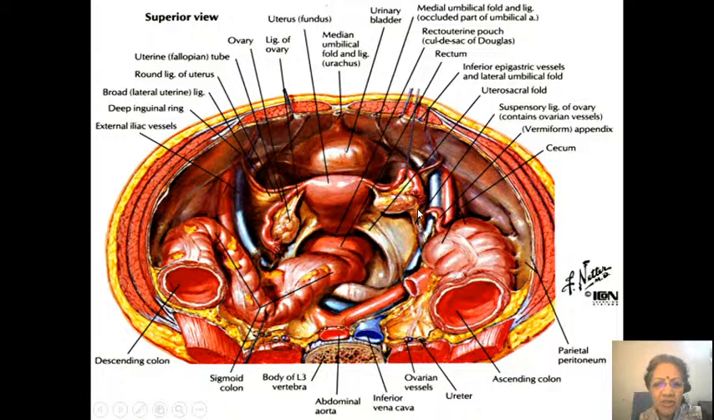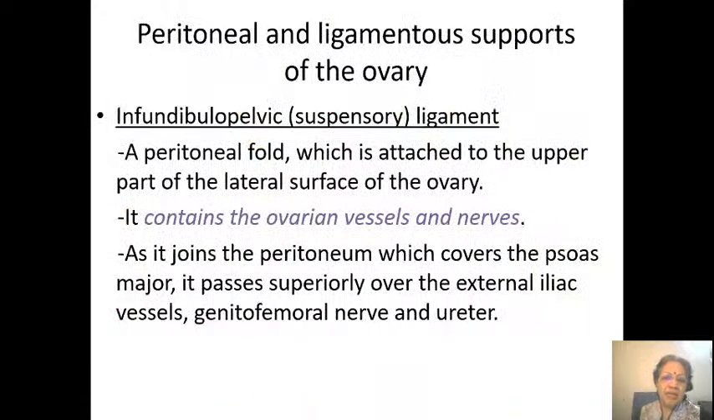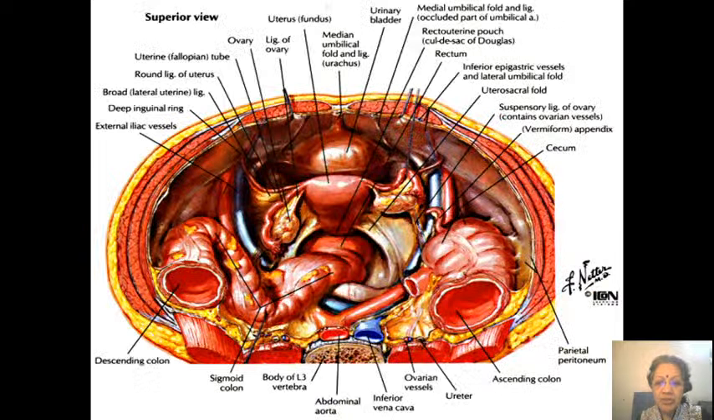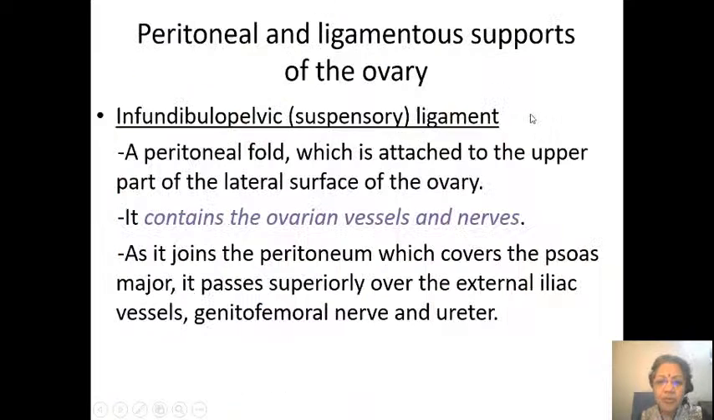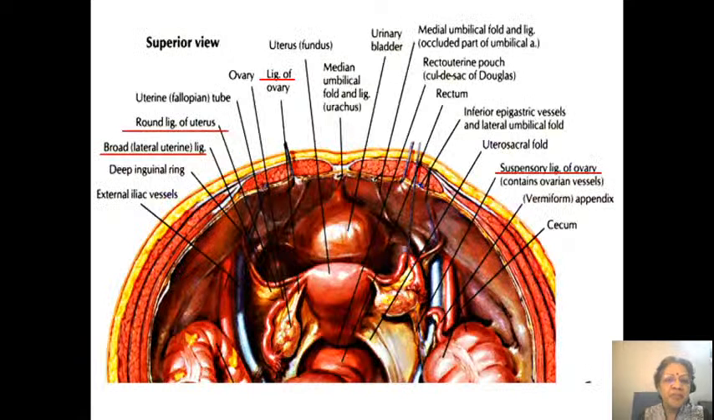if you stretch it out, if you pull it away from the parietal peritoneum, you see the suspensory ligament of the ovary. As it joins the peritoneum, which covers the psoas major, passes superiorly over the external iliac vessels, genitofemoral nerve, and ureter. The ureter would be coming in from the kidney like this to go to the bladder. It will be coming like this to go to the bladder. So it will pass via this suspensory ligament of the ovary, close to the suspensory ligament.